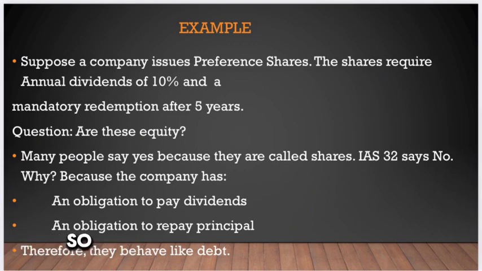It is a liability. So we say the share requires annual dividend of 10% and a mandatory redemption after 5 years. The question is, are these equity? Many people say yes because they are called shares, but they are wrong. IAS 32 says no. Why? Because the company has an obligation to pay. To pay what? To pay dividends. Of how much? 10%. You have to pay annual dividend at 10%. So that is a contractual obligation which you must fulfill. And also it has an obligation to repay the principal. After 5 years, you have to repay the principal. Therefore, they behave like debt. So it is not equity at all. I hope this example clarifies it.